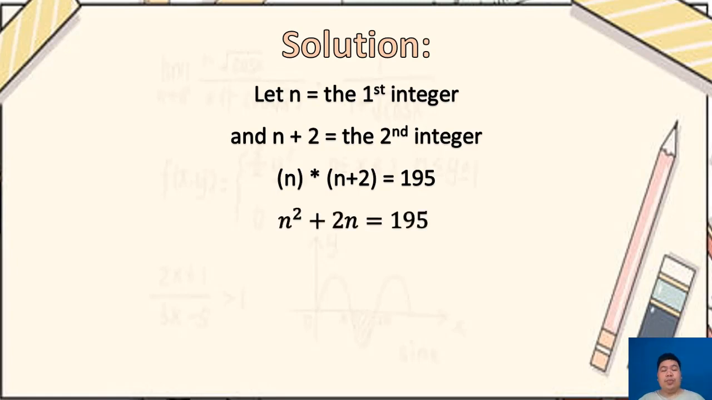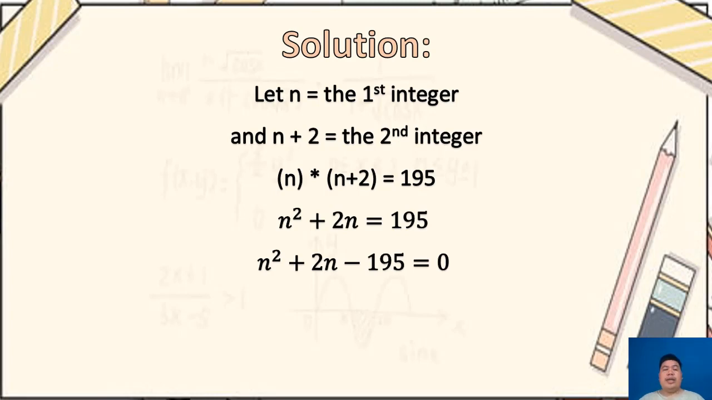Then the next step will be the distributive property. Distribute n. n times n, we have n squared. n times 2, we have 2n is equal to 195. Then transpose 195 to the left side, it will become negative. So we will have the equation n squared plus 2n minus 195 is equal to 0.